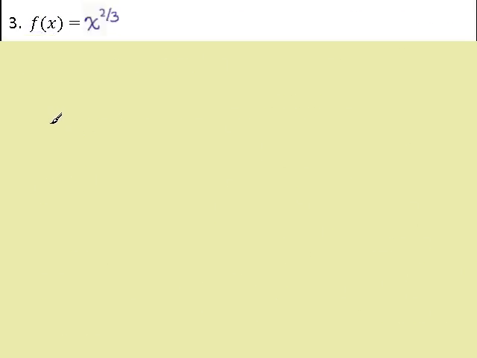In number 3, again, we're going to do a first derivative test. So let's start by taking the derivative. Okay, bring down the 2/3. And 2/3 minus 1, minus 3/3, is negative 1/3. All right, so here's the first derivative. Now, it's never equal to 0 because the numerator is never 0. The numerator is just 2. But f prime does not exist when x equals 0.